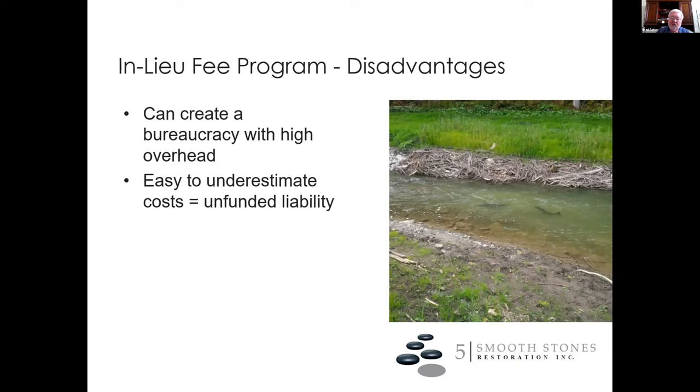The other lesson learned for states that have set up in-lieu fee programs is that it's very easy to underestimate the costs of doing the projects. North Carolina got caught in this, where they wound up with literally a whole bunch of unfunded liability. They didn't have the money to do the wetland restorations and the stream restoration that they were responsible for.